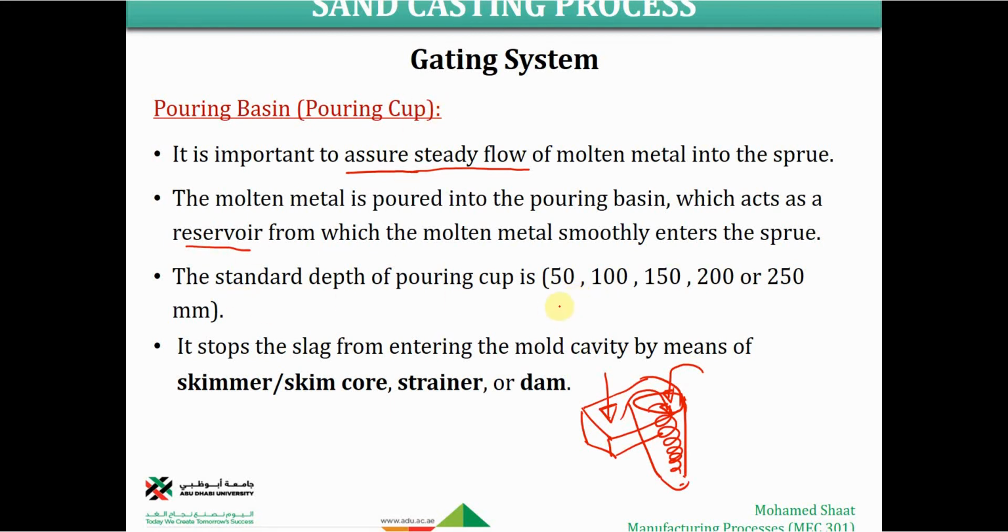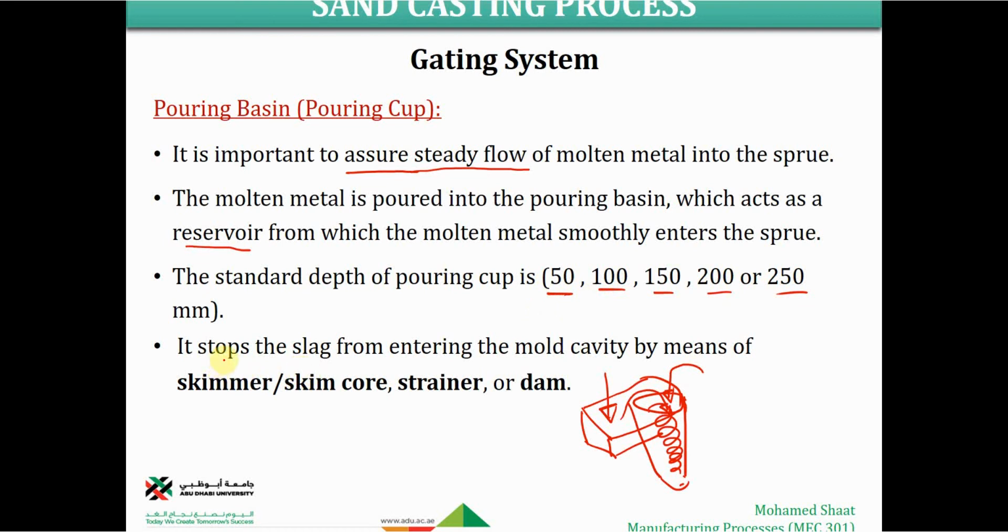These are the standard sizes and depths of the pouring cup: 50 millimeters, 100 millimeters, 150, 200, and 250 millimeters. If you remember in the sand mold design, the last step, we said that in case the pouring cup depth is not given, consider this value as 50 millimeters. This is just an assumption, but you can consider any other values. It's up to you. But for most of the castings that we considered in the problems, small castings, 50 millimeters is a good size for the pouring cup, but it would increase as we increase the size of the casting.